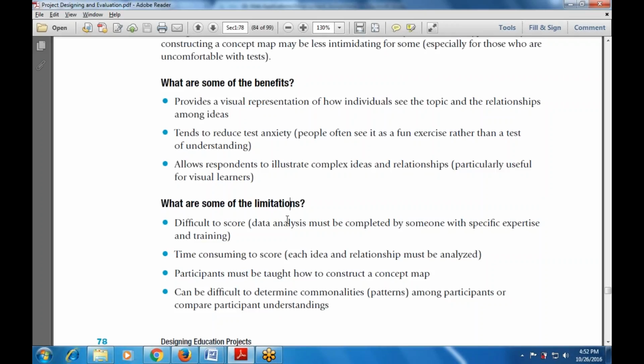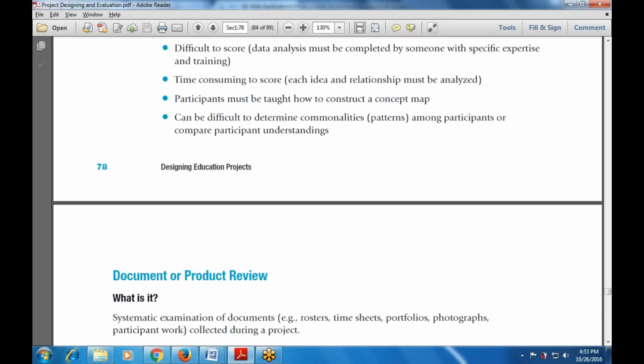Then it can be very difficult to determine the commonalities, that is the patterns among the participants, or to compare the participants' understanding. How do we compare them, and what are the drawbacks? It is difficult to judge the participants' understanding, how it is gathered, and how it is used with the various concept maps.